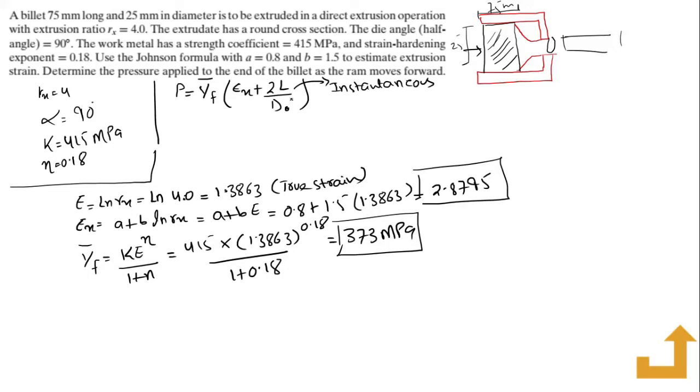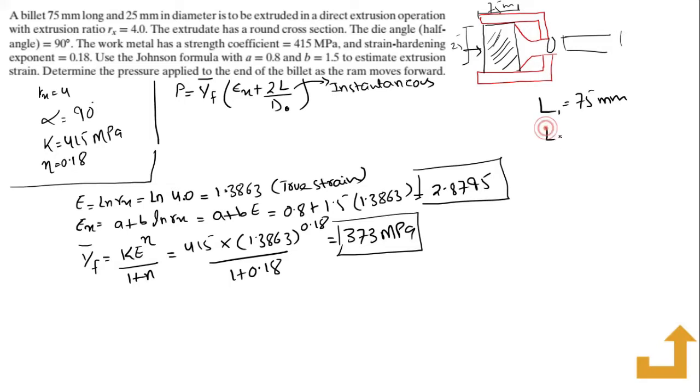Now we have found out this one. We know the L and the D naught. So it says the pressure applied to the end of the billet. The initial length was 75 millimeter. We can select the intermediate length.